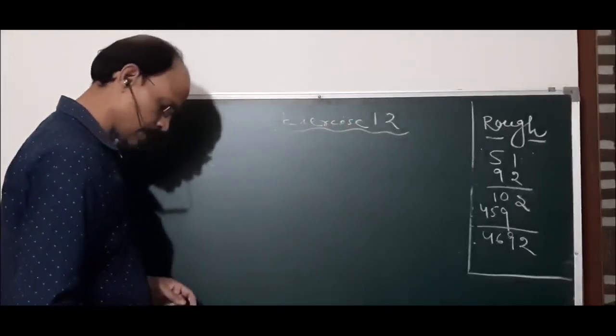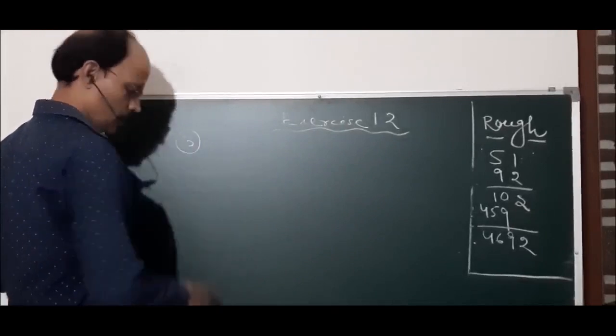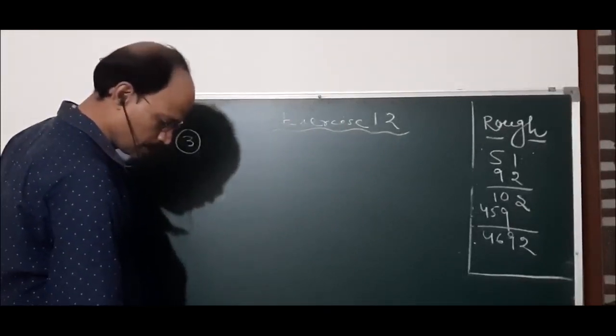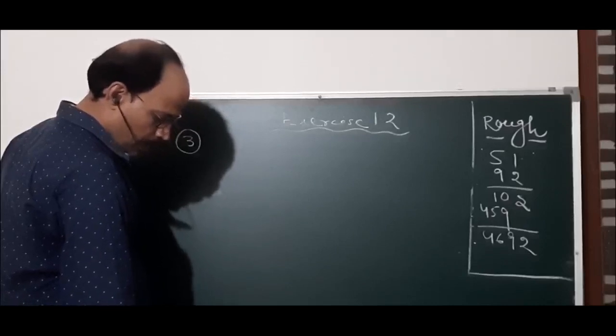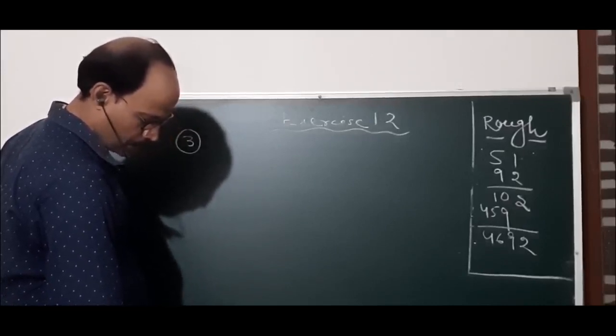So question number 3 is what? Question number 3 is that find LCM and HCF of the following integers by applying prime factorization method.